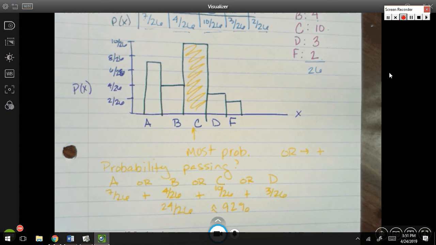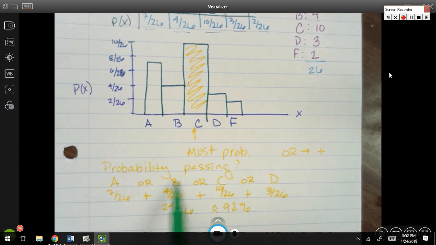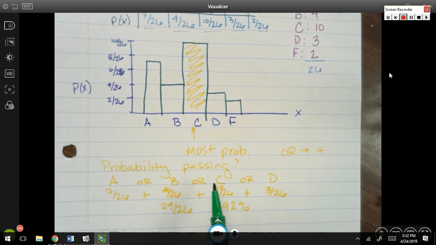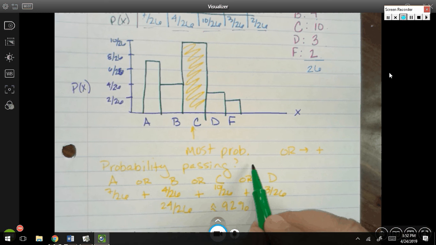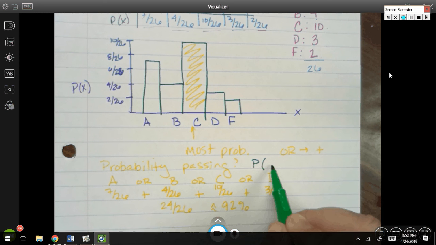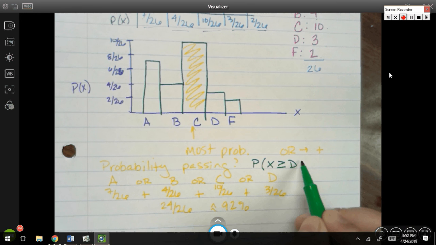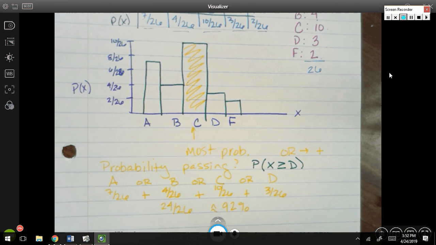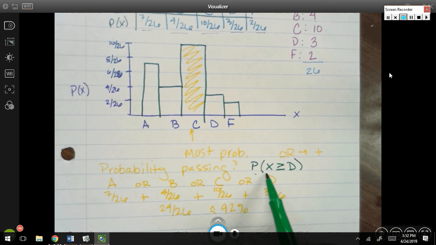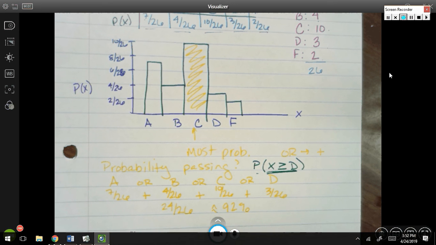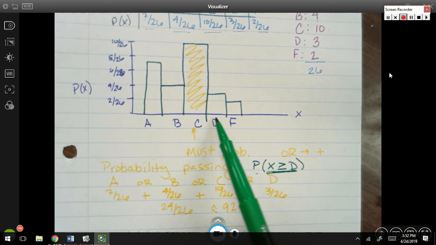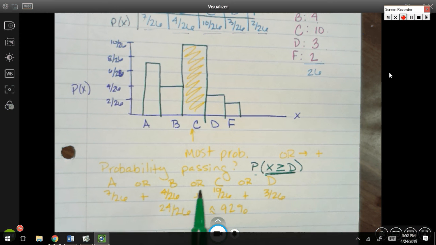Let me show you also. Here I said the probability of passing. This may be written as the probability that X is greater than or equal to maybe a D, or if it was a value, it might be written that way. But this is just saying the probability that X is bigger than this value. And I say bigger, I use that term kind of loosely here because we're talking about letter grades, but you understand what I'm saying, that it's greater than a certain value.